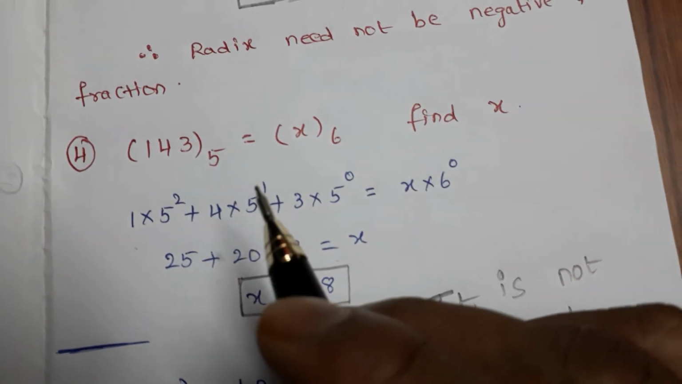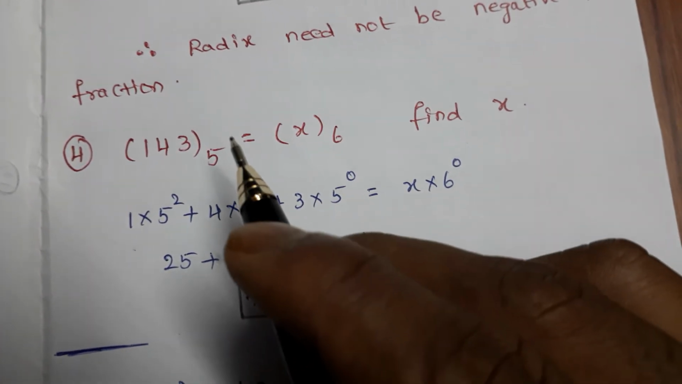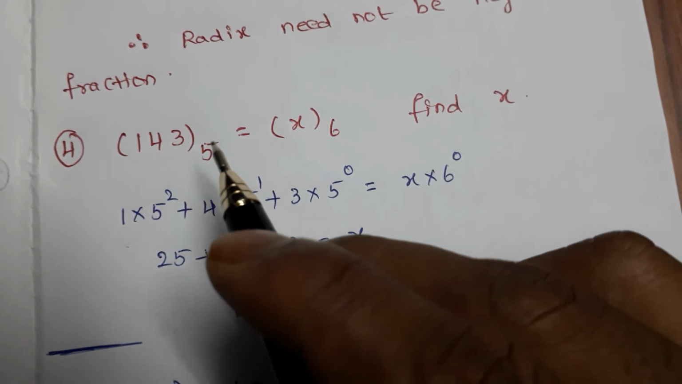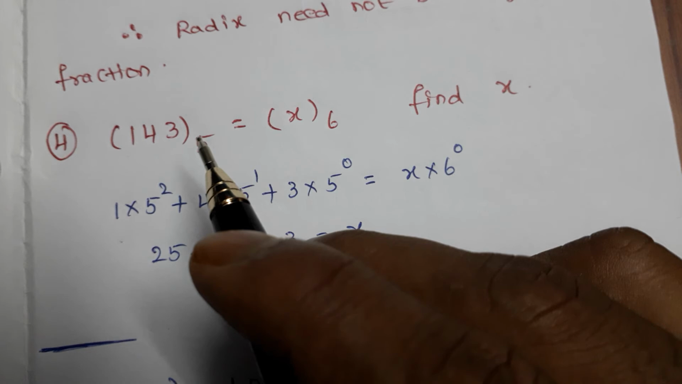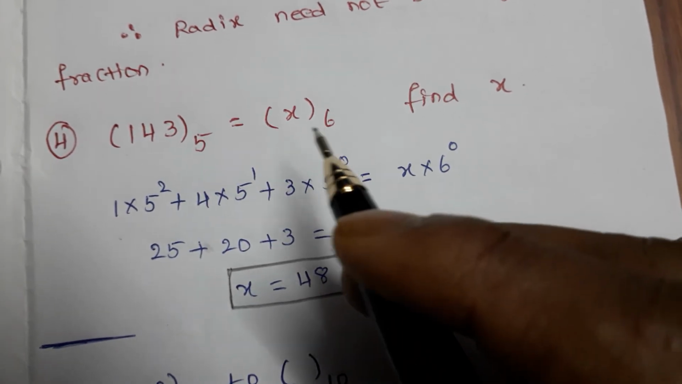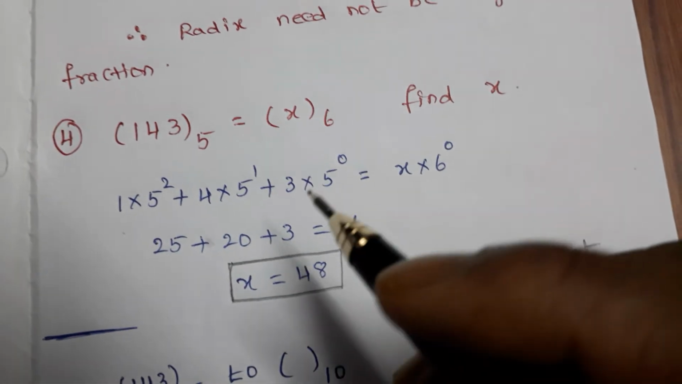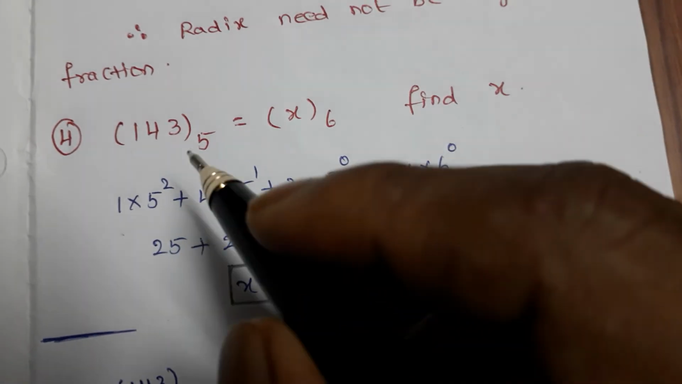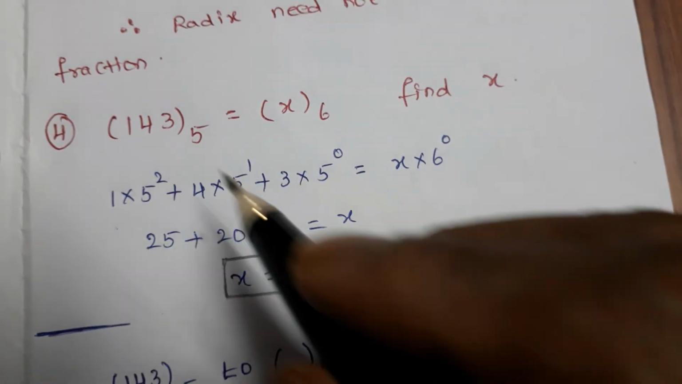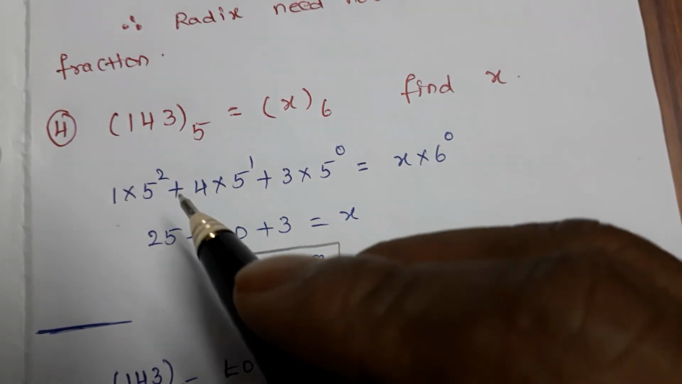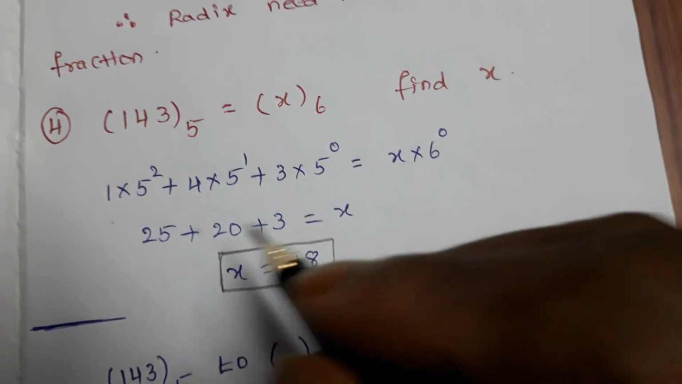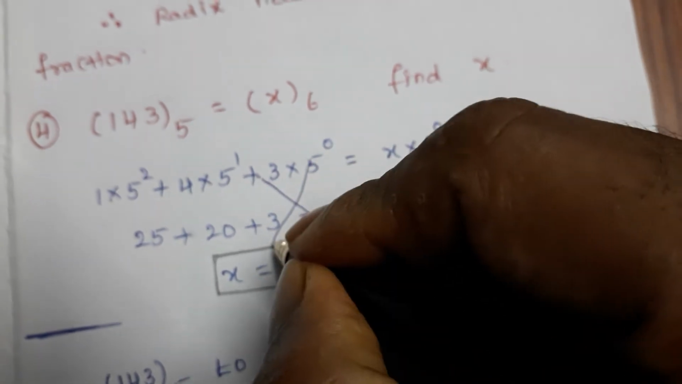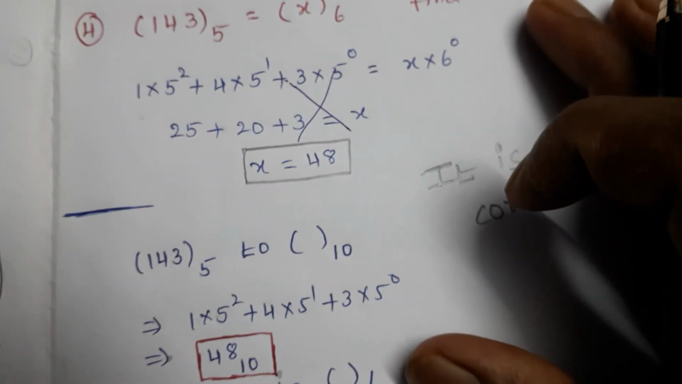Now if you observe this type of example, don't be confused, here they are not saying to find out the radix. They are simply saying to convert this base 5 into base 6. Many members make a mistake in this manner. They will simply say 3 into 5 power 0 plus 4 into 5 power 1 plus 1 into 5 square is equal to x into 6 power 0, then x is equal to this value. This is not the method. You should not do like this. Is it not the right one?